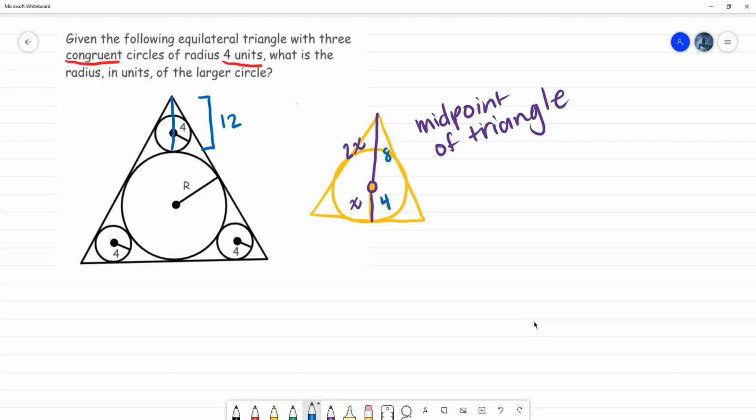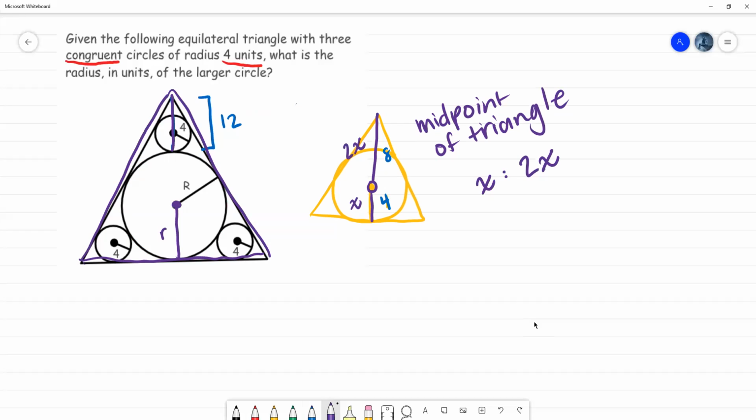Now, because we know that's 12, let's look back to our midpoint of a triangle rule. I'm also going to write it down on this side. So the midpoint of a triangle is always x to 2x. So if we look back to our bigger triangle right here, let's use the same rule. We have our radius r, and we know that our top value over here is 12.